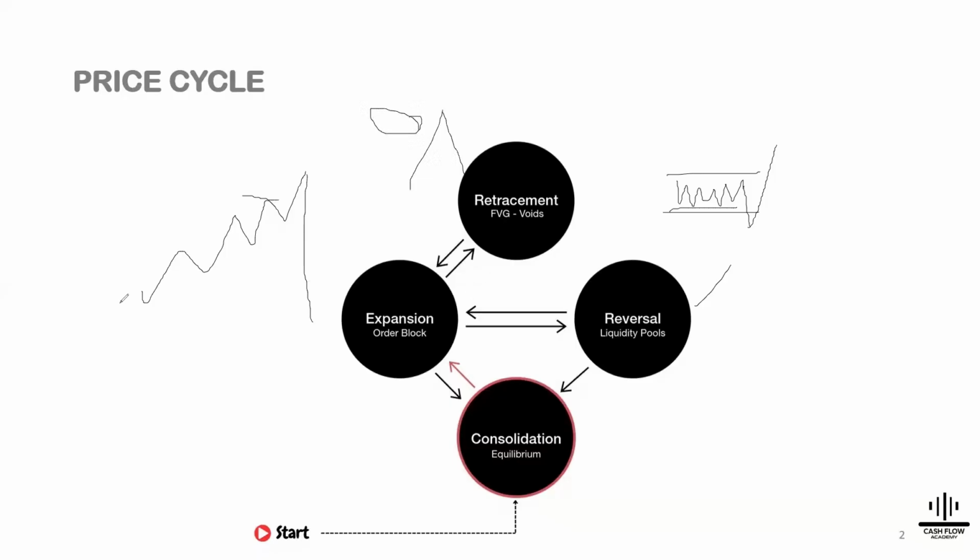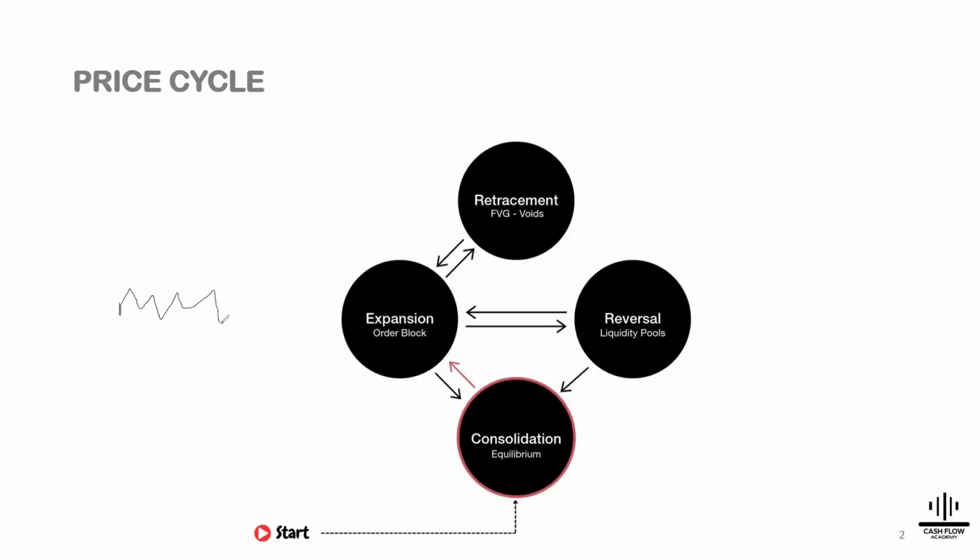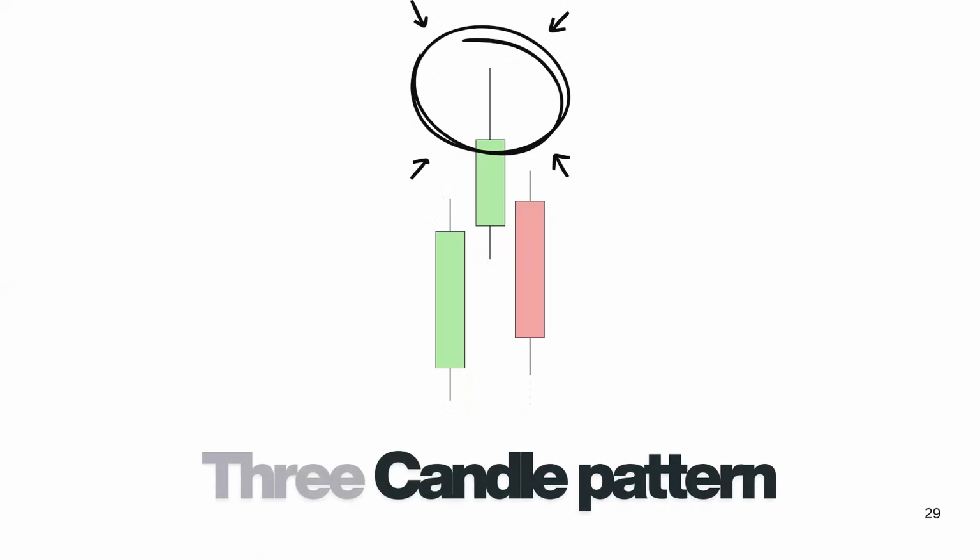So I'll go over it again. Here is consolidation. Here is expansion. Here is retracement. And then this is reversal. So price takes liquidity before reversing. So anywhere you see price taking liquidity before expanding, it is called a reversal. And liquidity is found above swing highs and below swing lows. Now, what is a swing high? A swing high is formed by a 3-candle pattern.